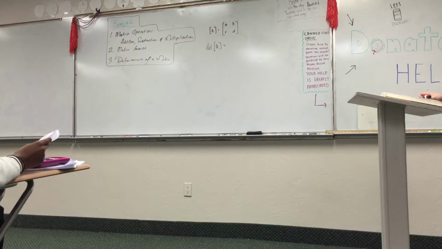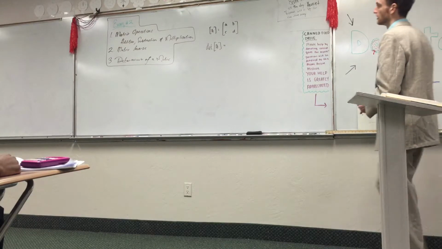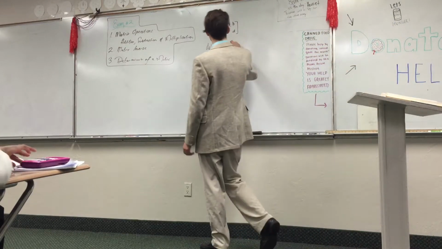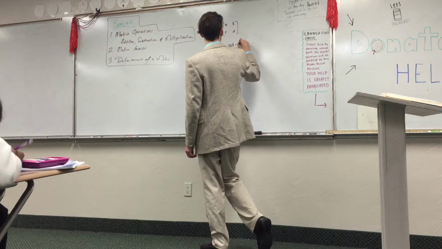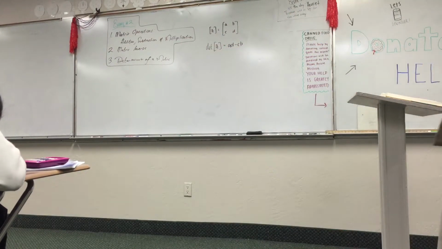The determinant of matrix A, a 2 by 2. You guys remember what it was? AD minus BC. It's the same thing that we used for the inverse of a 2 by 2 matrix. It was 1 over the determinant of that matrix.